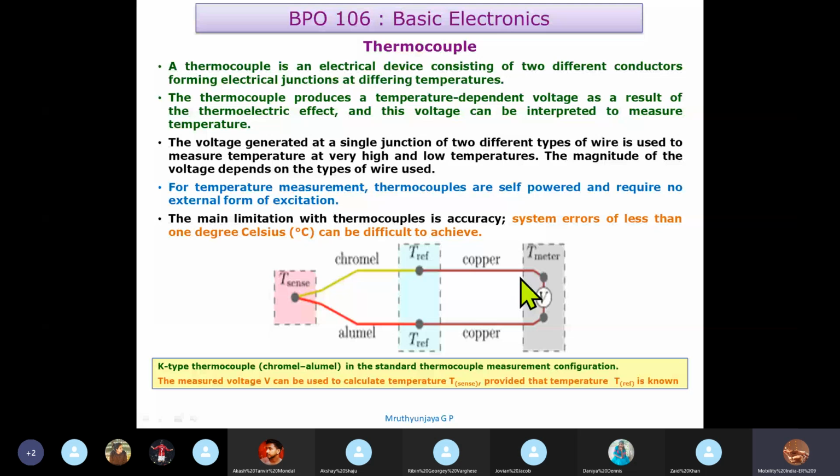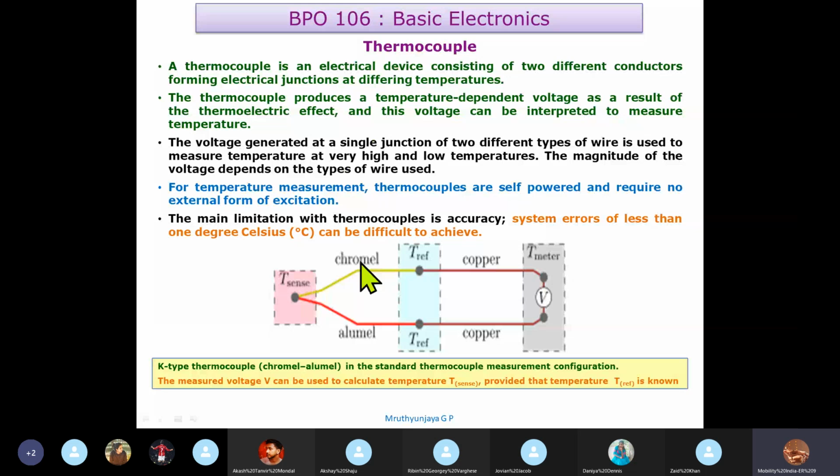Thermoelectric effect is that. With a variation in temperature, a small voltage is generated. And that small change in voltage is measured using a very sensitive voltmeter and converted to read the difference in temperature between these two places. Voltage generated at a single junction of two different types of wires is used to measure temperature at very high and low temperatures. This particular application is at very high or very low temperatures.